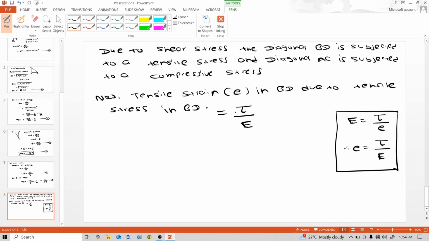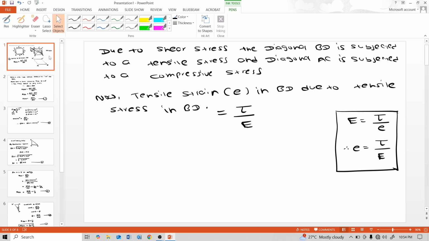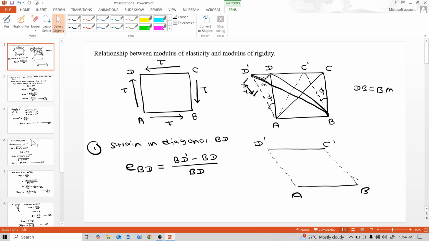Here stress is not sigma. Here stress is tau, shear stress. That's why tau by E, tensile strain. Now tensile strain in BD due to compressive stress in AC. There is also, due to this compressive stress in AC, strain seen in this diagonal BD.